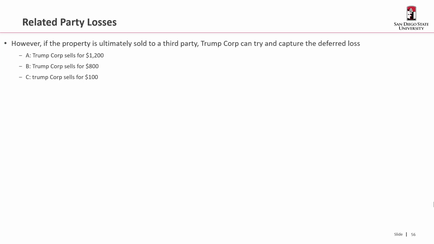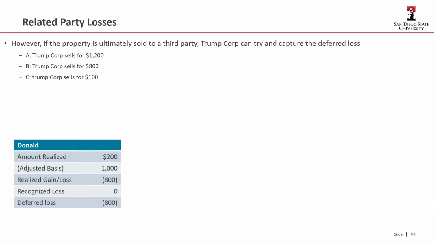And to do this, we're going to go through 3 separate scenarios. So in all these scenarios, we have the previous example of Donald selling property at a loss to a related party, Trump Corp. And now Trump Corp is going to sell it in 3 different scenarios: under Scenario A, 1,200, Scenario B, 800, Scenario C, 100. So let's start with Scenario A.